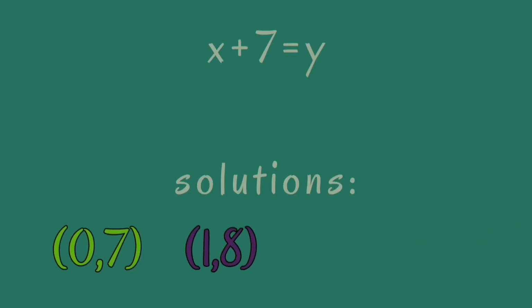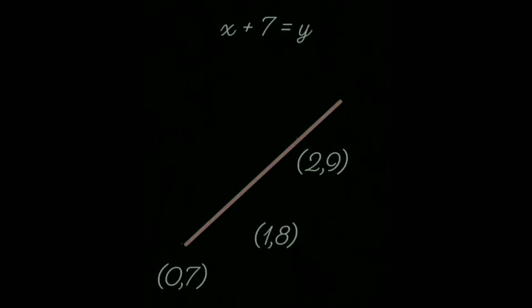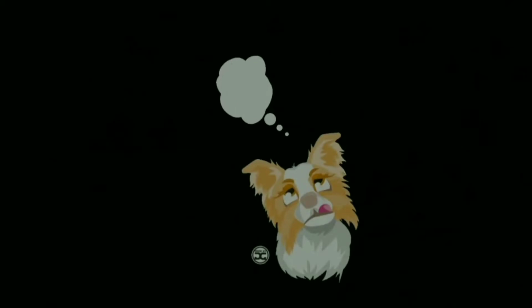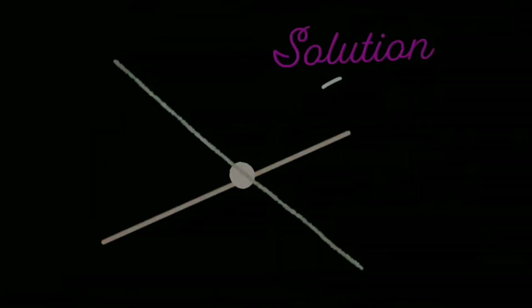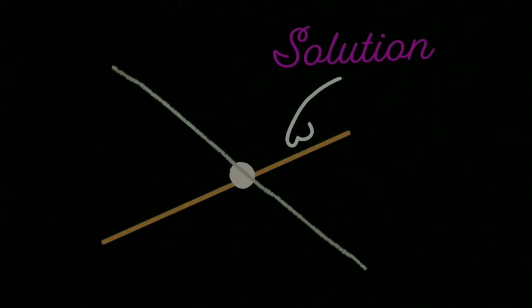So thinking about what that means, if an XY pair satisfies the equation, that means that point is on its line, on the line that the graph makes. So if there are two lines, then the point that they have in common is going to be the solution of both of the equations. So the solution of the system is the point where the two lines cross.